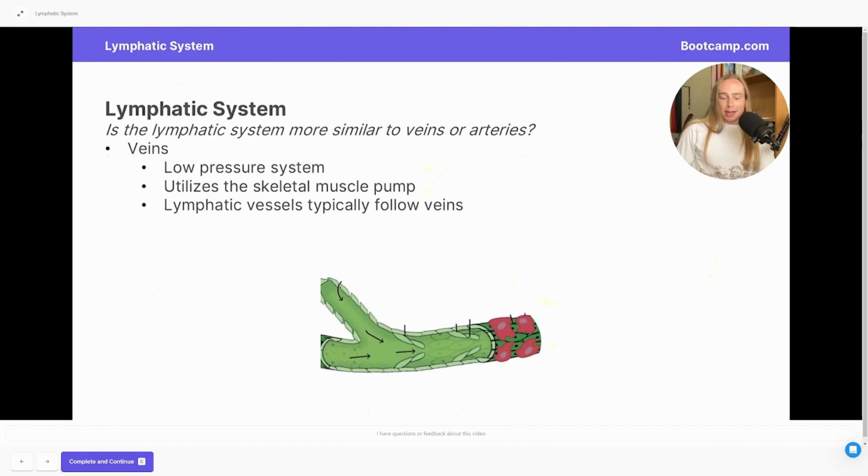Because of this, they utilize valves just like veins do to prevent backflow, and they also utilize the skeletal muscle pump to get the lymph really moving. To top it off, most of our lymphatic system is going to be mirroring our venous system, meaning that the lymphatic vessels typically like to follow where the veins go.